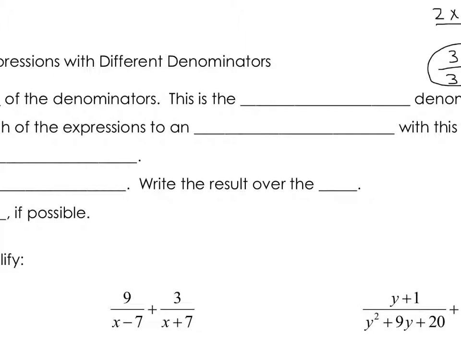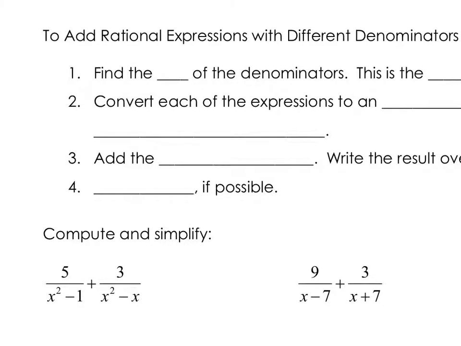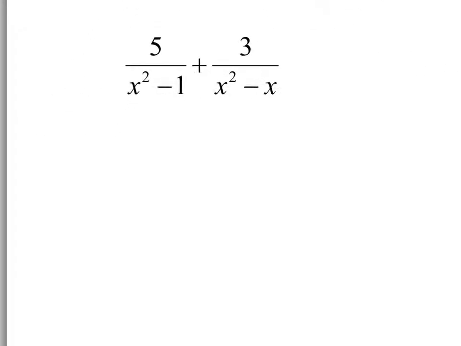What happens when you have rational expressions with different denominators? To add rational expressions with different denominators, find the least common multiple of the denominators. This is the least common denominator. Convert each of the expressions to an equivalent fraction with this least common denominator. Add the numerators, write the result over the least common denominator, and simplify if possible. Let's do some example problems.